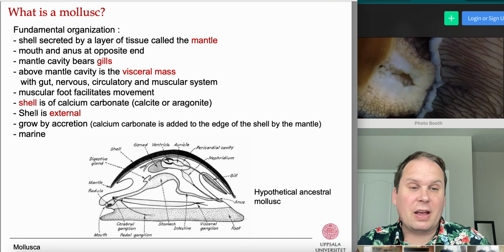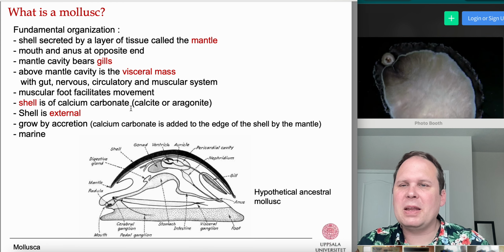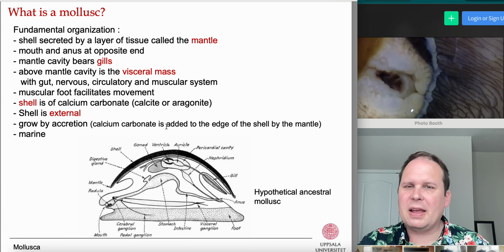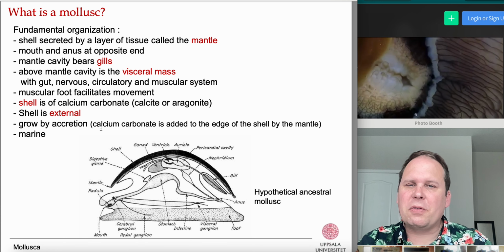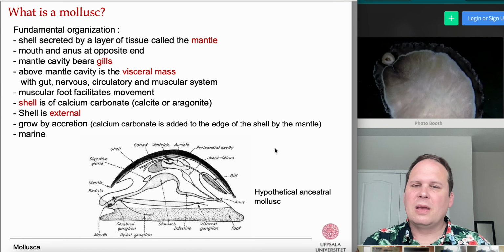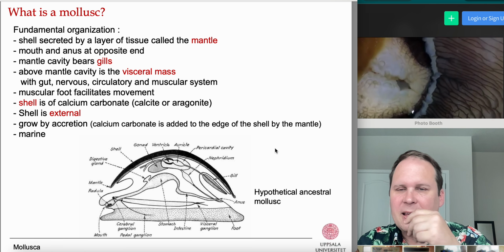When they have a shell, they don't all, but when they do, it's usually going to be calcium carbonate built on a chitin sort of underlayer. And they're going to grow by accretion. They're going to add it a layer at a time to the edge. And the mantle is what's going to secrete the shell, basically.